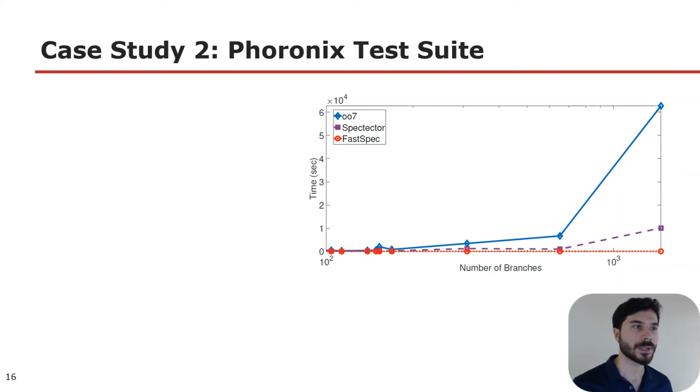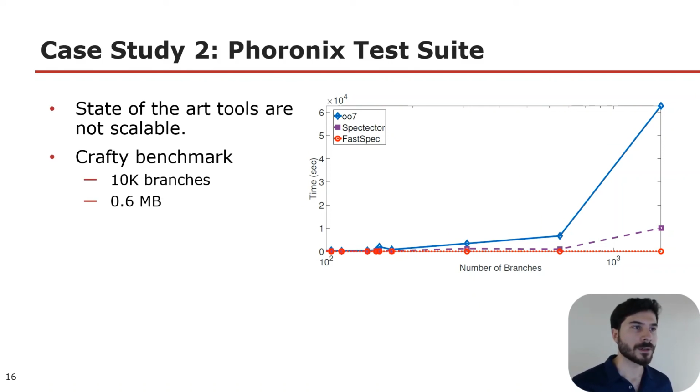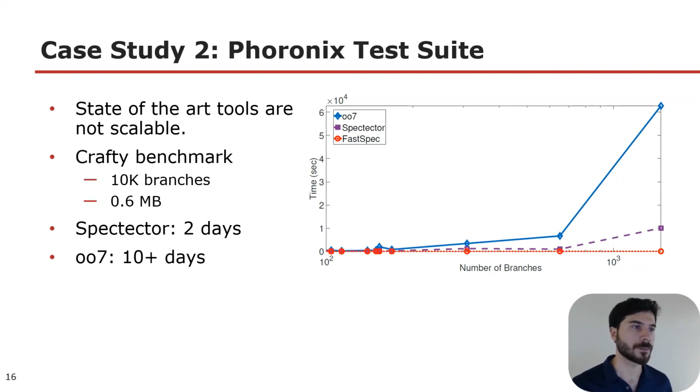We showed that taint analysis and symbolic execution-based tools show exponential behavior in the analysis time when the number of branches increases. For example, in the Crafty benchmark, the binary file size is only 0.6 megabytes, and it includes 10,000 branches. When we ran Spectector on the Crafty benchmark, it finished after 2 days. For OO7, we terminated the analysis after 10 days. On the other hand, it takes under 6 minutes for FastSpec to scan.